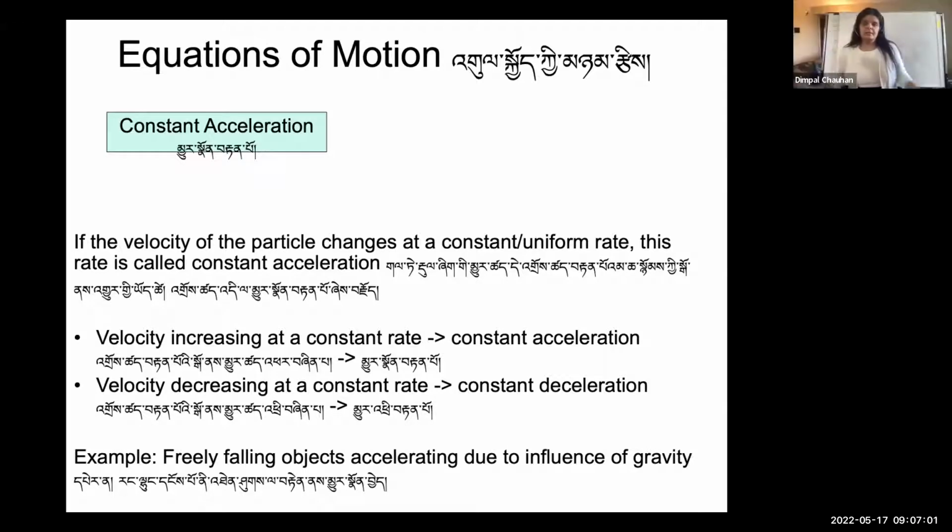So I said, like I was just mentioning that its velocity is changing at a uniform rate. So velocity can increase at a uniform or constant rate. That thing will be called constant acceleration. And when velocity decreases at a constant rate, it's called constant deceleration. It's retardation. And always make sure that constant and uniform, it's the same thing.